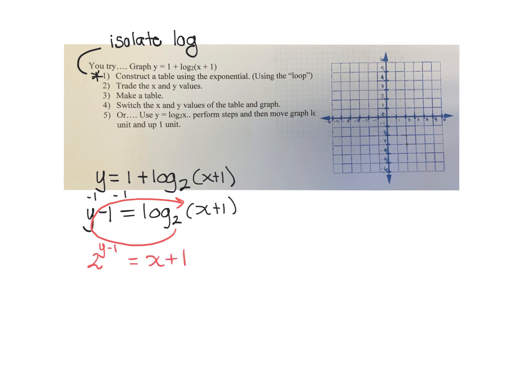And then again, before you trade, isolate. So I need to subtract the 1 over. So I have 2 to the y minus 1 equals x. Now trade. So 2 to the x minus 1 equals y.